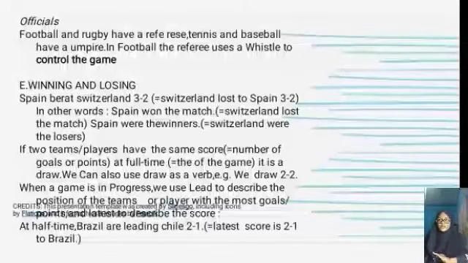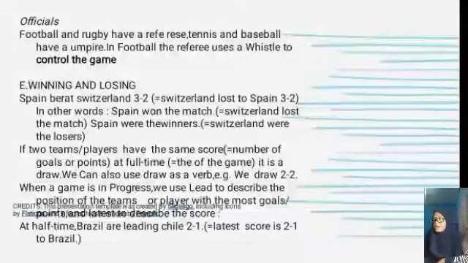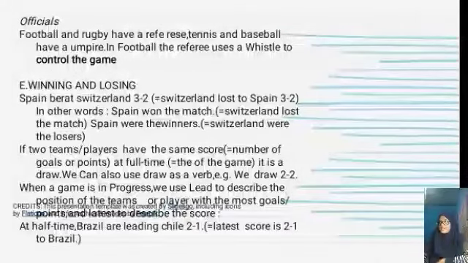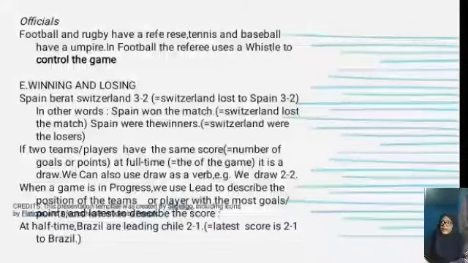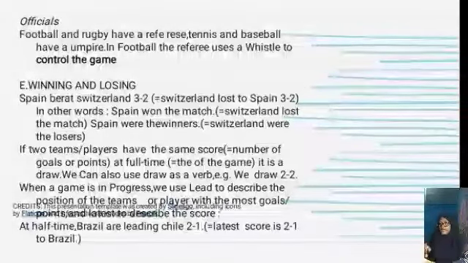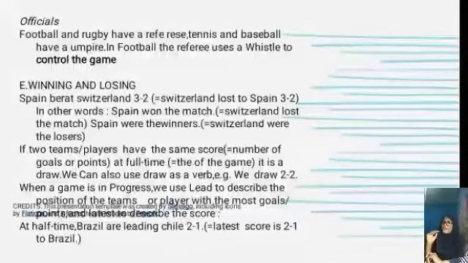Next, there is winning and losing. Spain and Switzerland are 3-2. So Switzerland lost to Spain 3-2. In other words, Spain won the match. Switzerland lost the match. It means Spain has 3 points and Switzerland has 2 points. Spain is the winner because Spain has more points than Switzerland.